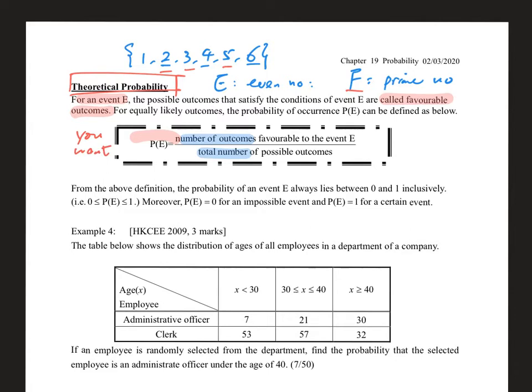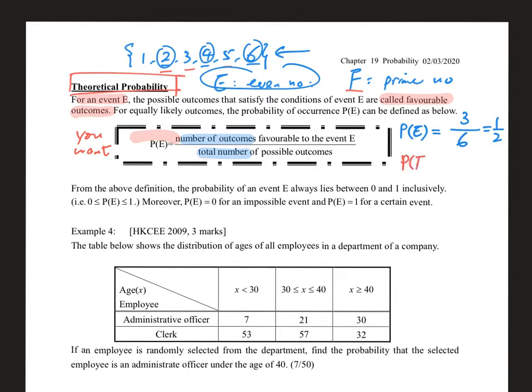For example, for even numbers, the probability of this event will be, first of all, at the bottom the total number of possibilities, which is 6. You remember that there are 6 outcomes. When you want to get even numbers, you have 2, 4, and 6, so there are 3 favorable outcomes. Simplifying the fraction, you get 1/2.